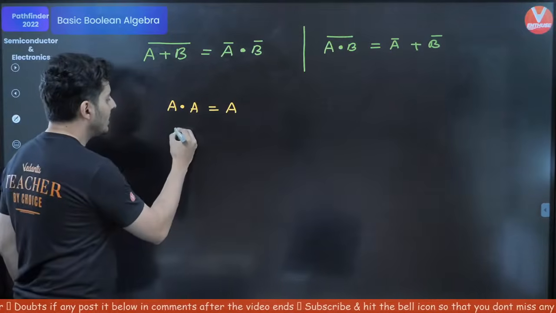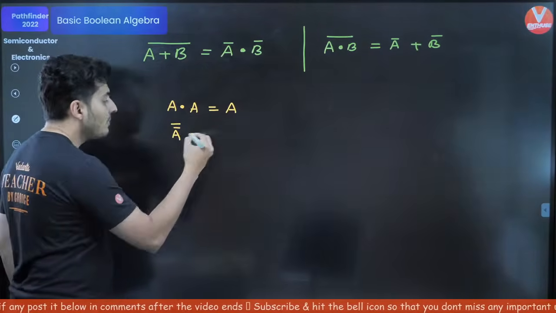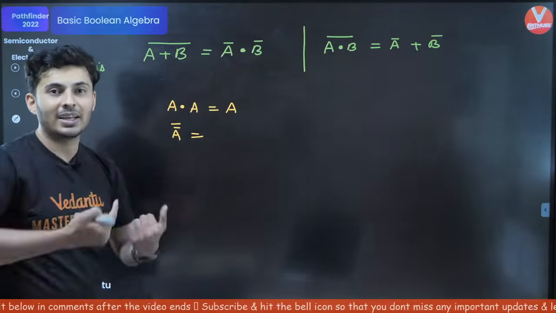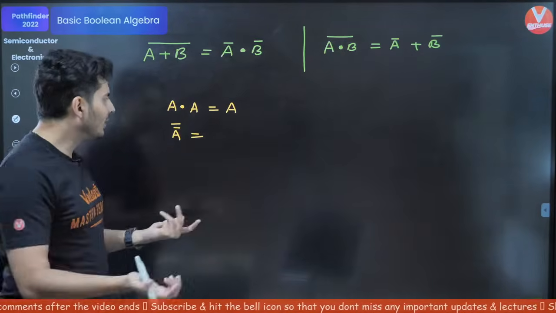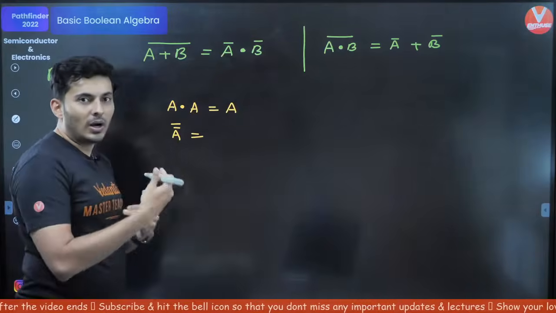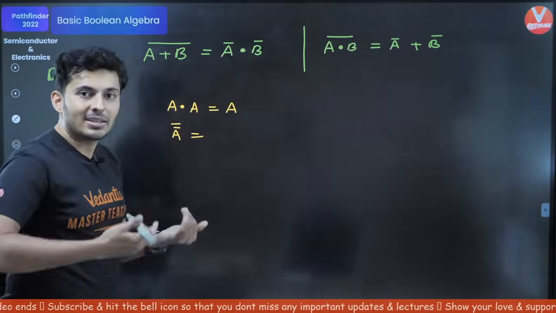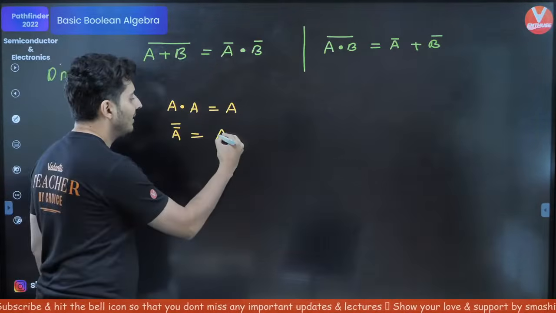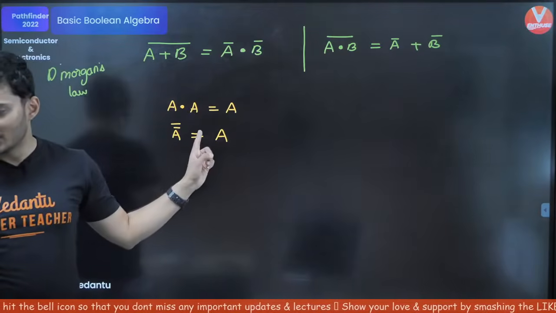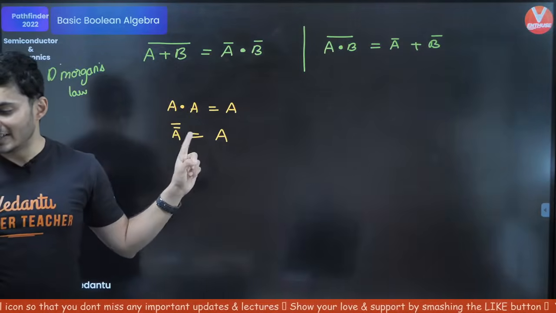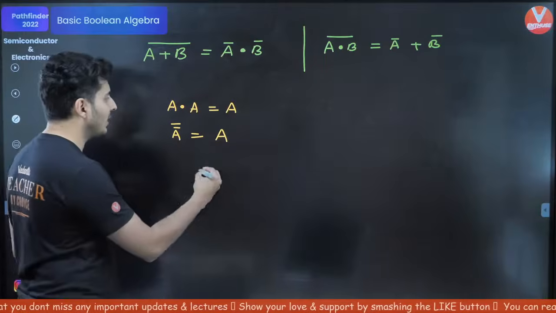Cool. Similarly, A bar bar, meaning negation of A. It's like negative of negative. That will be positive. So not of 0 is 1, not of 1 is again 0. So you will get back that number A. Is that understood? Very good. Excellent.